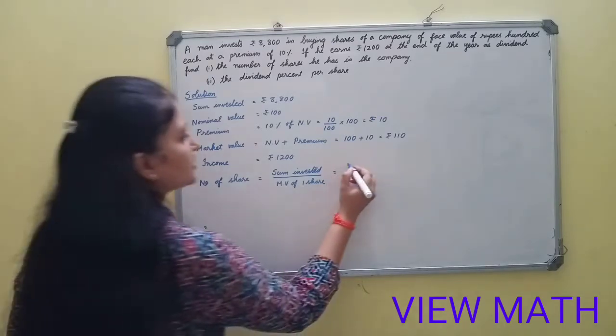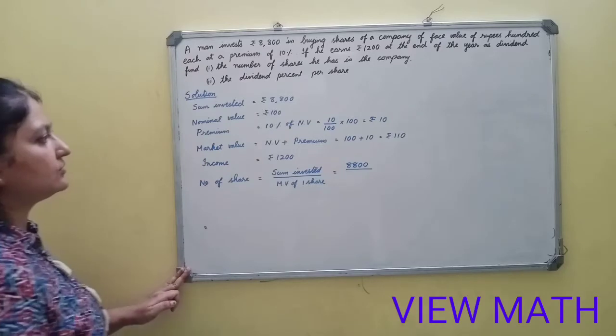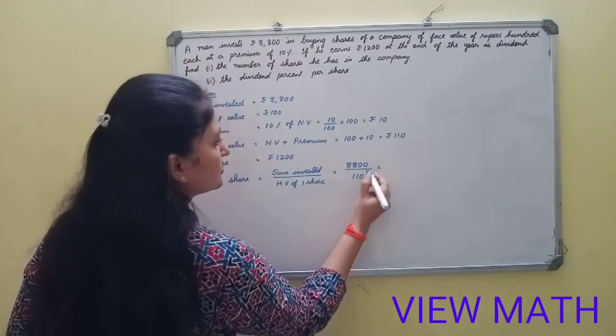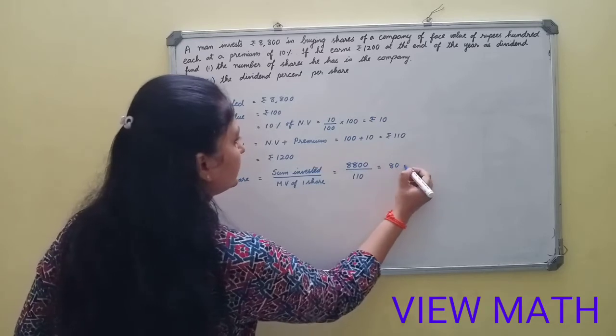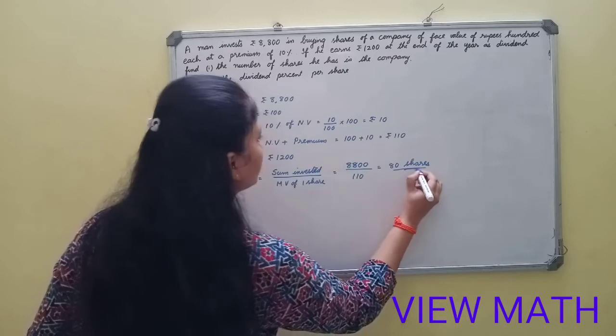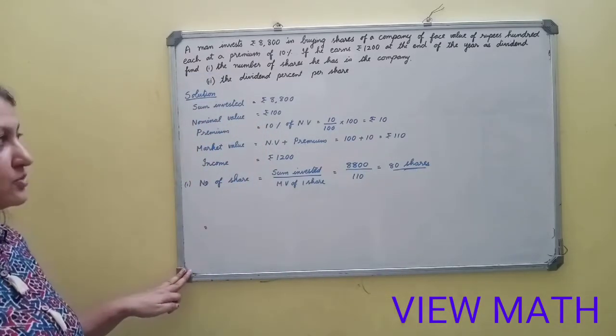Sum invested is given in the question, it is 8800. Market value of one share, just now we found out it is 110. So you'll be getting 80 shares. This is the first subdivision we have found out, the number of shares.